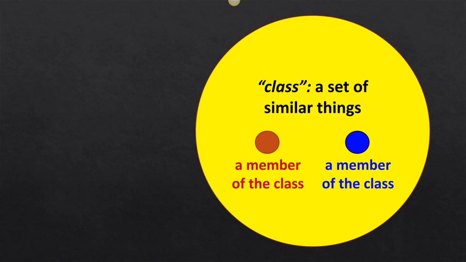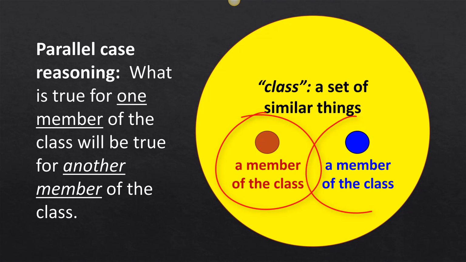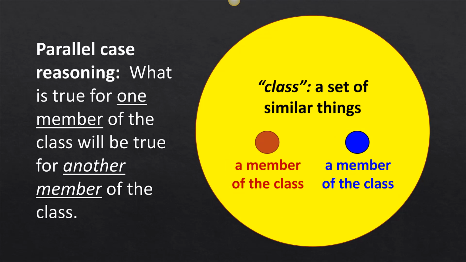So parallel case reasoning is going to operate in the following way. What's going to be true for one member of that class will be true for another member of that class. We're not making a claim about the class as a whole. We're making a claim that directly compares one member to another member. Here's a simple example to see how this works.